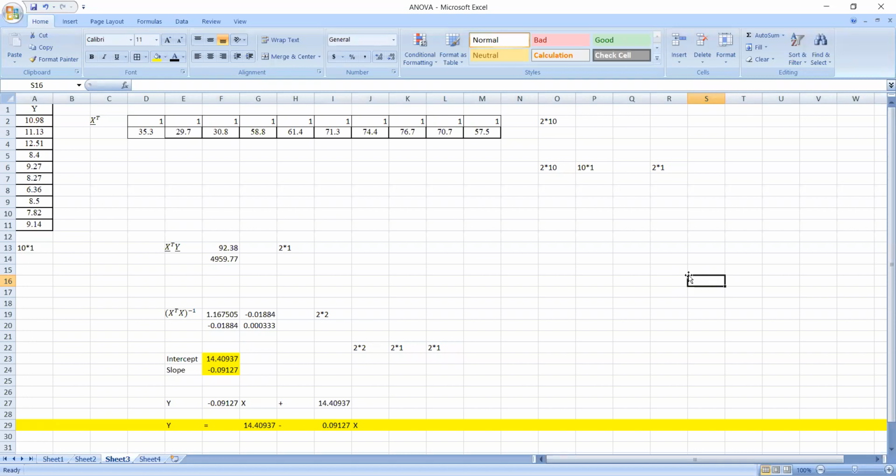So you can check today after the lecture, you can take the same data set and use the least square equations and solve this manually, and you can see whether you get the same values for beta naught and beta 1. In this case, beta naught is 14.4 and beta 1 is minus 0.09. So you can obtain the same values using matrix notation or if you do the calculations using least square regression equations, right?